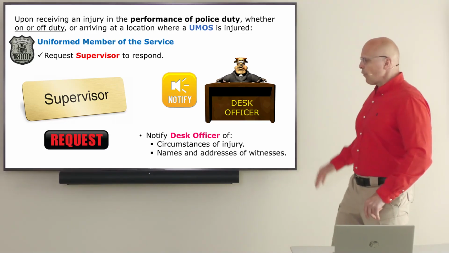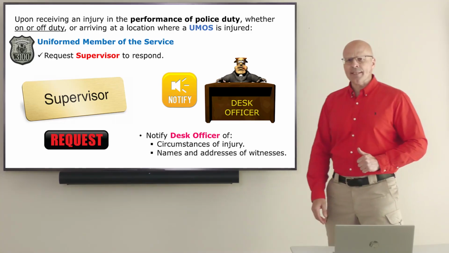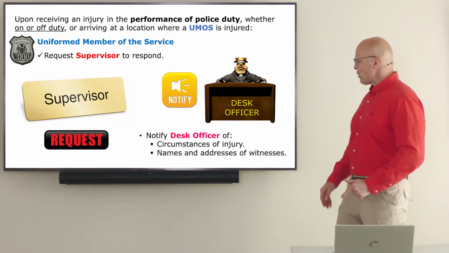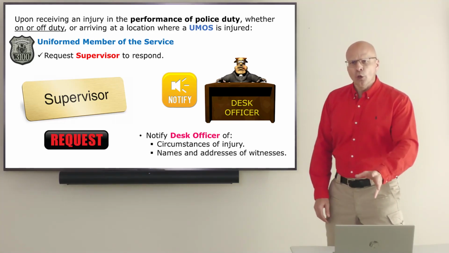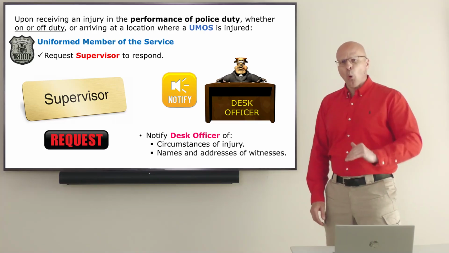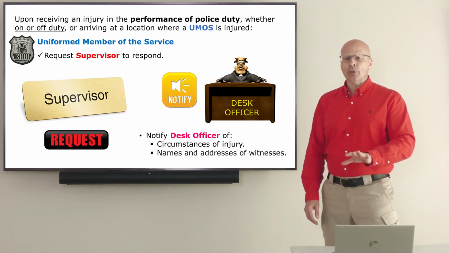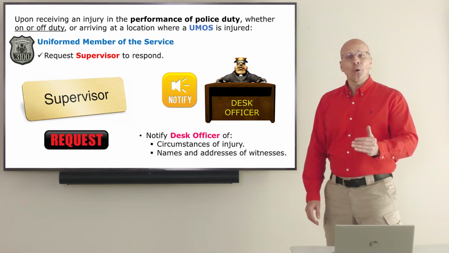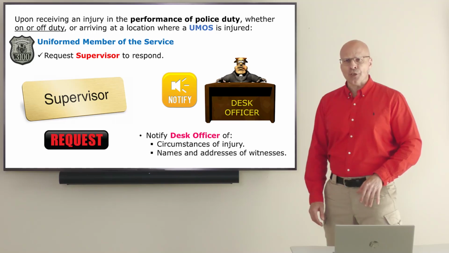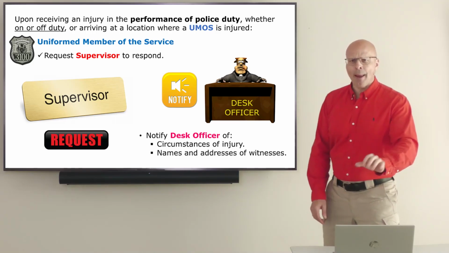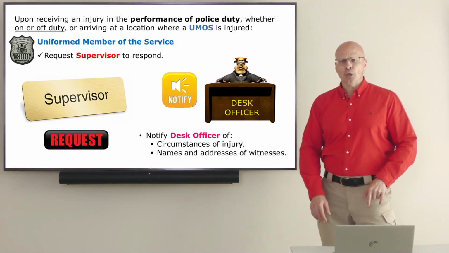And he will notify the desk officer of 2 things: 1, the circumstances of the injury, and 2, the name and address of witnesses. Now be careful of this point. The uniformed member of the service is the one required to notify the desk officer. And later on, we're going to talk about the duties of the desk officer, and you'll know that the desk officer only makes notifications in this procedure. But it's the duty of the uniformed member of the service to notify the desk officer of the circumstances and names and addresses of witnesses.